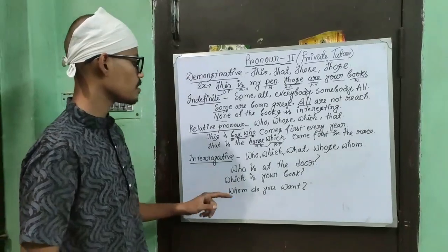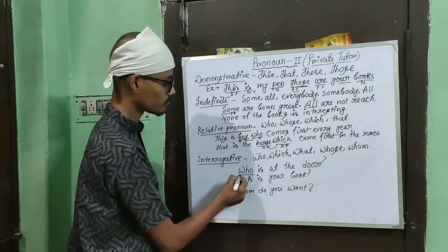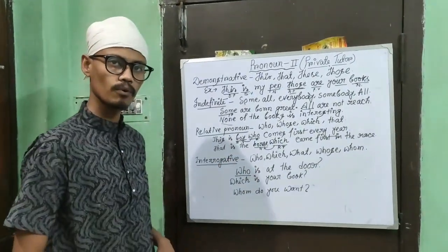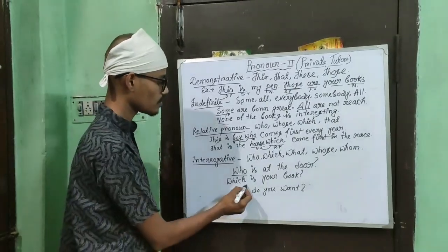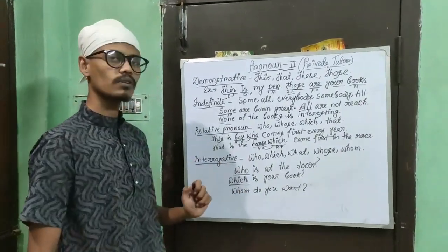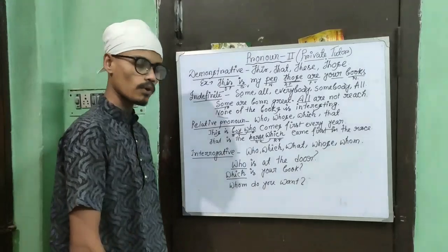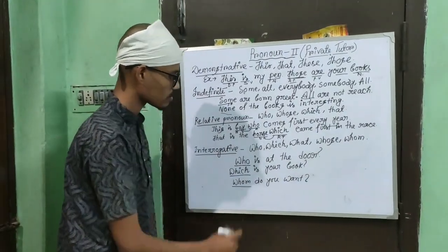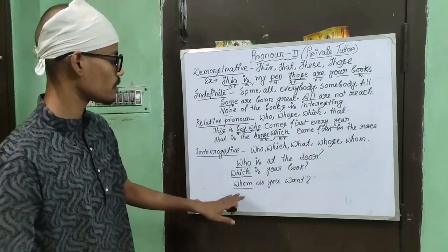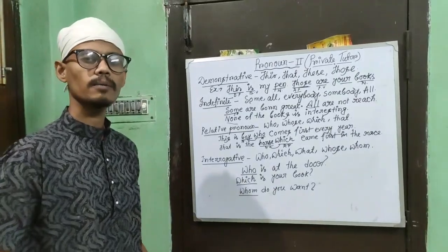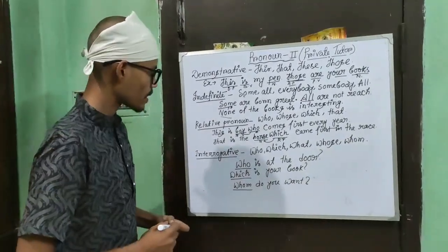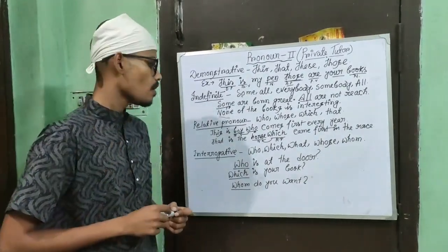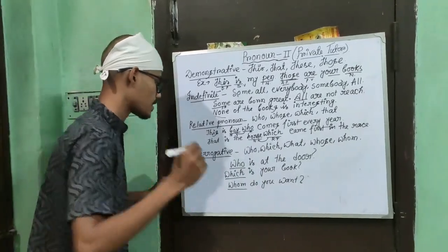In the examples, you can see who is at the door. Here the word who is an interrogative pronoun. In the next sentence you can see which is your book, which is an interrogative pronoun. And then in the last sentence you can see whom do you want. Here whom is the interrogative pronoun. This is as simple as water. But remember one thing, let me write a sentence.